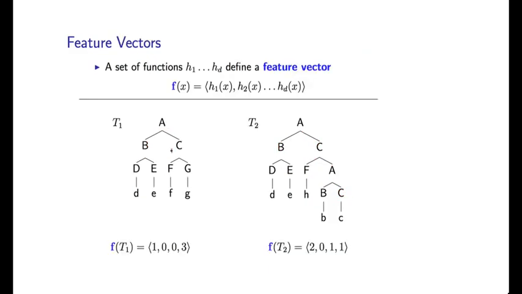So in general, we will define a feature vector by defining a whole set of functions. We'll actually have little d functions, h1 through hd, and we'll concatenate these to get a feature vector representation of a parse tree. So h1 might count the number of times the rule A goes to BC is seen within a tree, h2 might count the number of times some other rule is seen within the tree, and so on and so on. In fact, a very simple representation of parse trees would be to simply have one feature for every possible context-free rule in our underlying grammar.